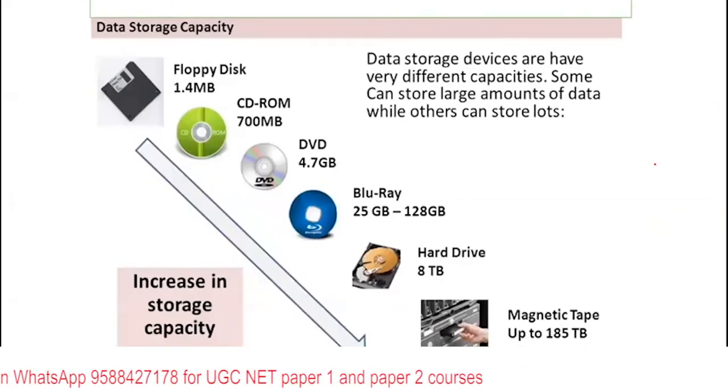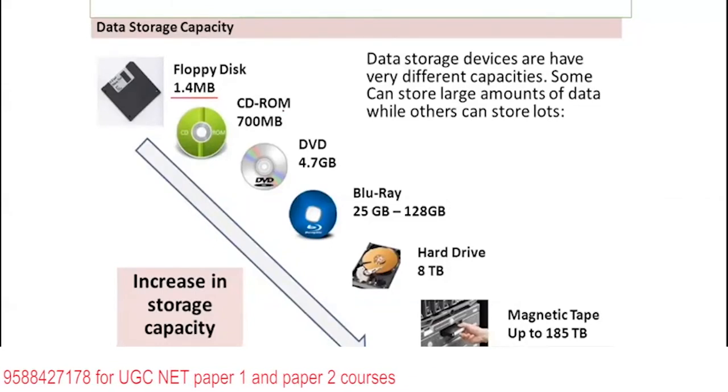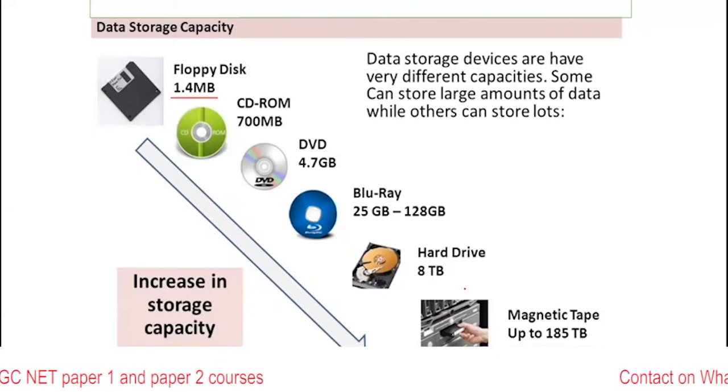So let's see the increase in the storage capacity. It starts with the floppy disk, which is 1.4 MB. Why I'm reading this is because in certain questions, the measurement, that is, what the capacity was, has also been asked.